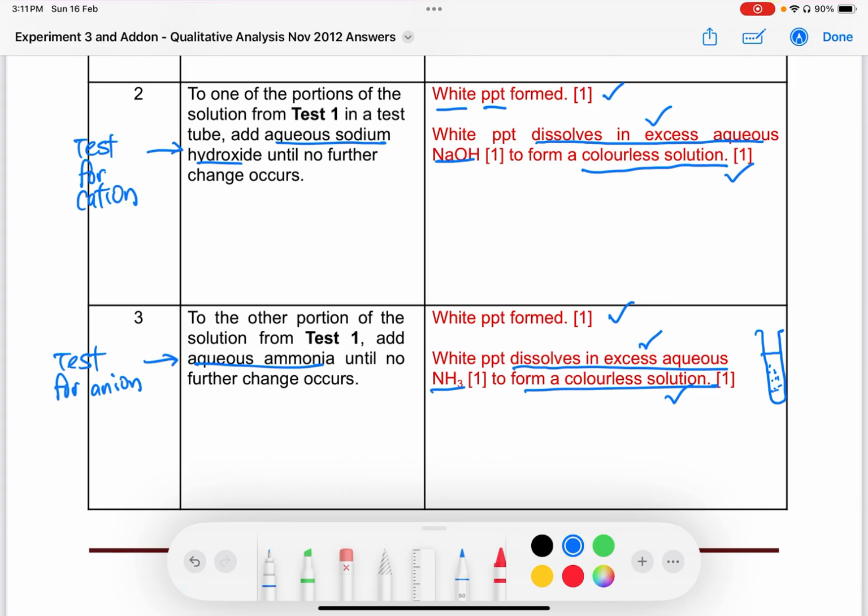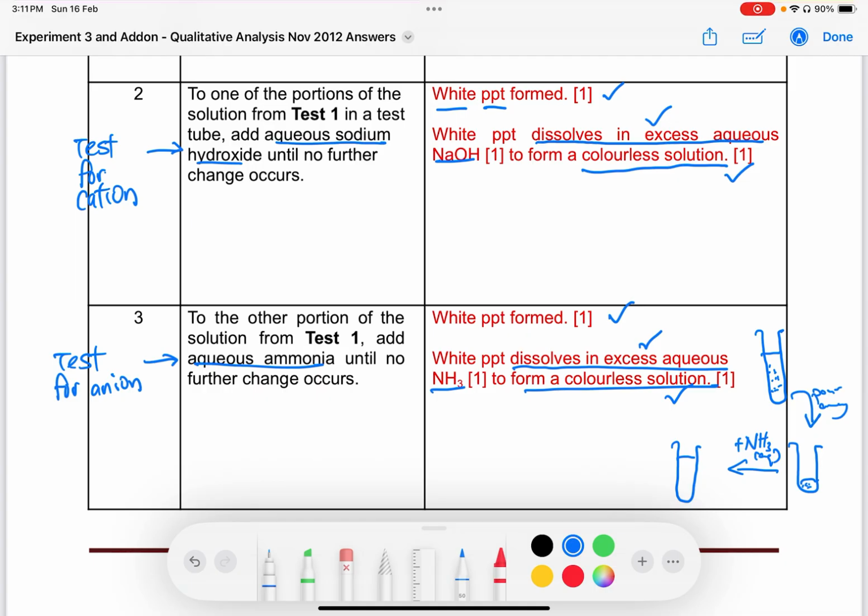So you're unclear about it, right? What you can do is pour away the solution, pour away until you have a little bit left with some particles again. Then you add more aqueous ammonia, to just confirm whether it is able to dissolve or not able to dissolve in excess.